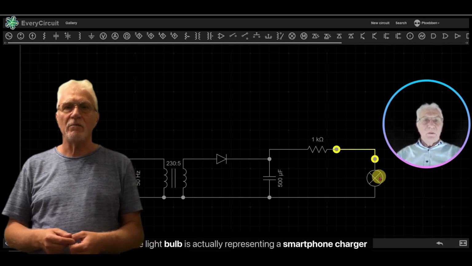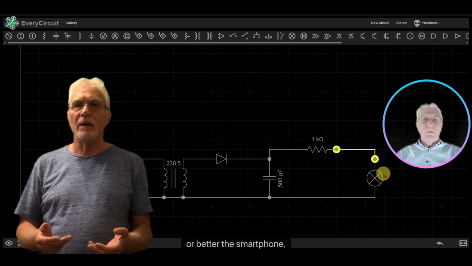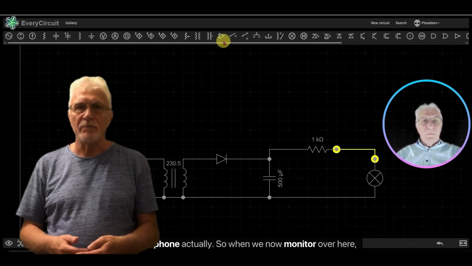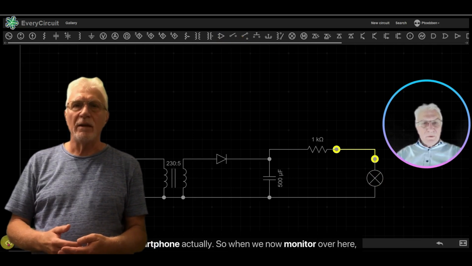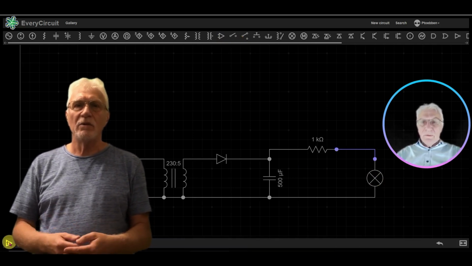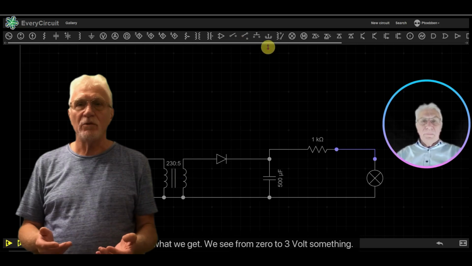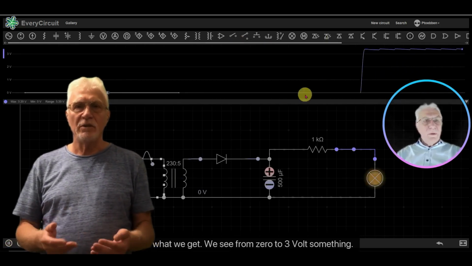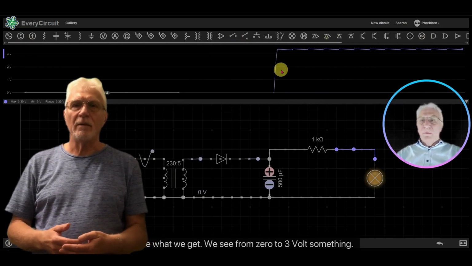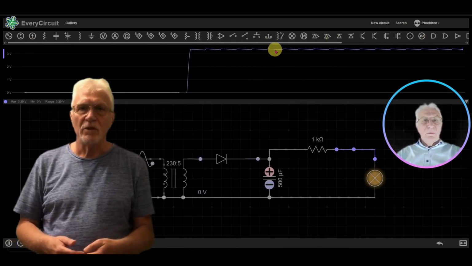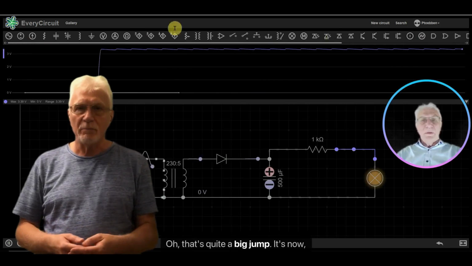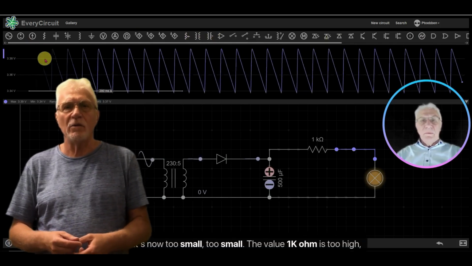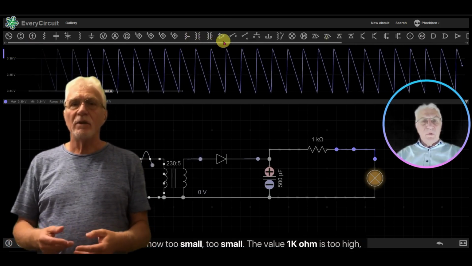Finally, in session 5, we will see some practical applications of inductors and capacitors. We will build and analyze real-world circuits, including a smartphone charger and a resonator, the foundation of a radio receiver. We will use again EveryCircuit to develop these circuits step by step, reinforcing your understanding of how inductors and capacitors work together.